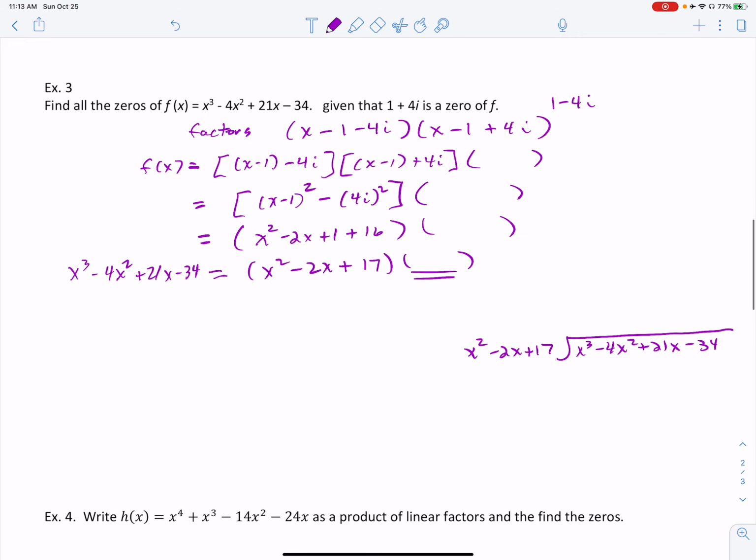And longhand division is what I'm going to need to do. So to get x squared to match x cubed, I'm going to need to multiply by x. So I'll put it right over the x term. And then I need to subtract or add the opposite.